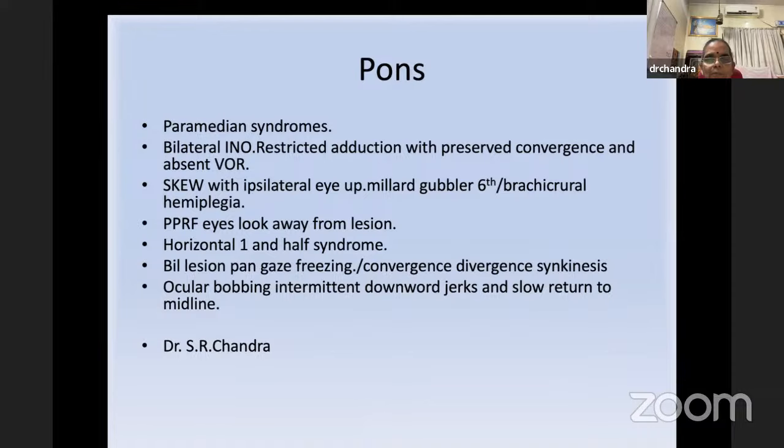Skew deviation with the ipsilateral eye up. And the Millard-Gubler, 6th and the contralateral hemiplegia, we saw that syndrome. So in this summary point, PPRF destructive lesion, eyes move away from the side of pathology, and you can have horizontal one-and-a-half syndrome. Bilateral PPRF: pan gaze freezing, no eye movement, and you have got ocular bobbing, intermittent downward jerk with slow return to the midline. These are the paramedian syndromes in the pons.